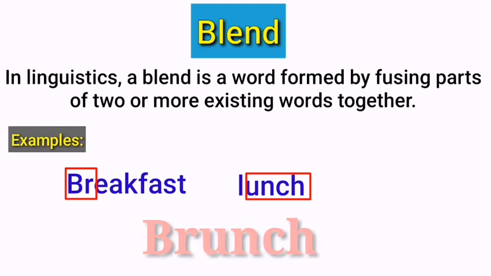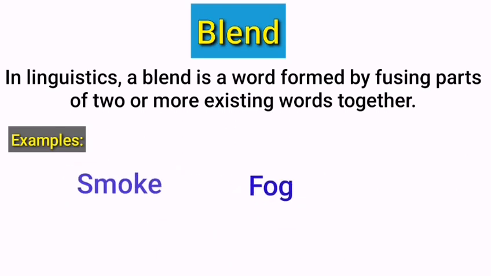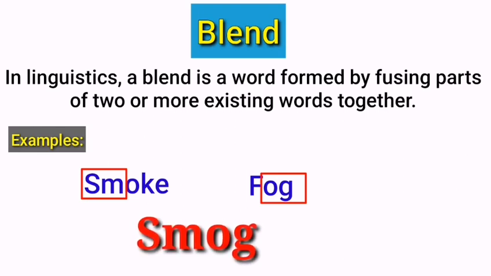Look at another two words. Smoke and fog. If we take the initial part from the word smoke, and then take the ending part from the word fog. So, it creates a new word, smog. Basically, it refers to an air pollution by a mixture of smoke and fog. So, you need to keep in mind this method. So, this method is called blend in linguistics.